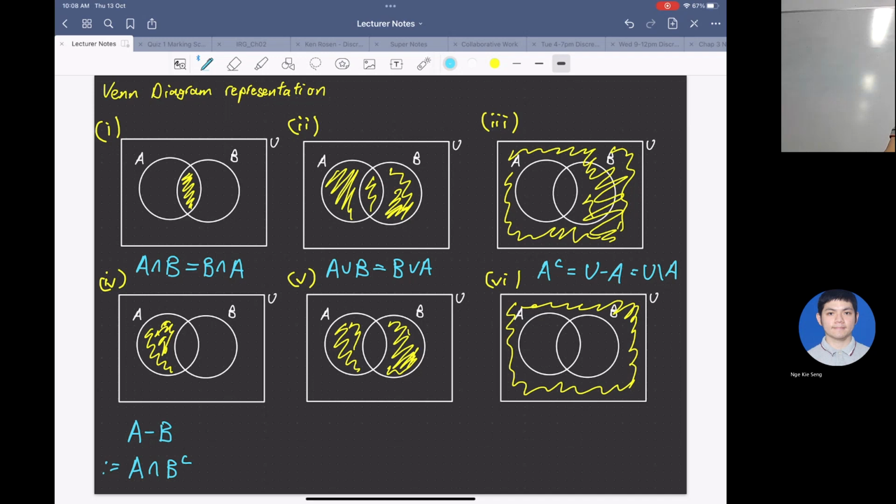About 5? A complement intersect... Oh, you're doing 6. Okay, we'll move it to 6 first. Okay, how about 5?